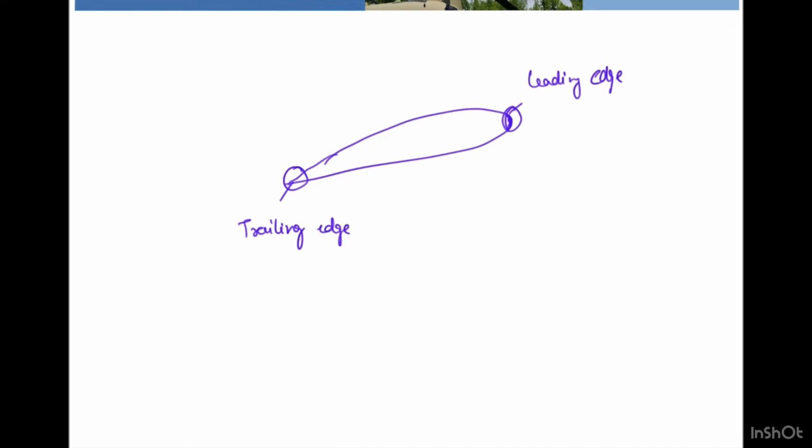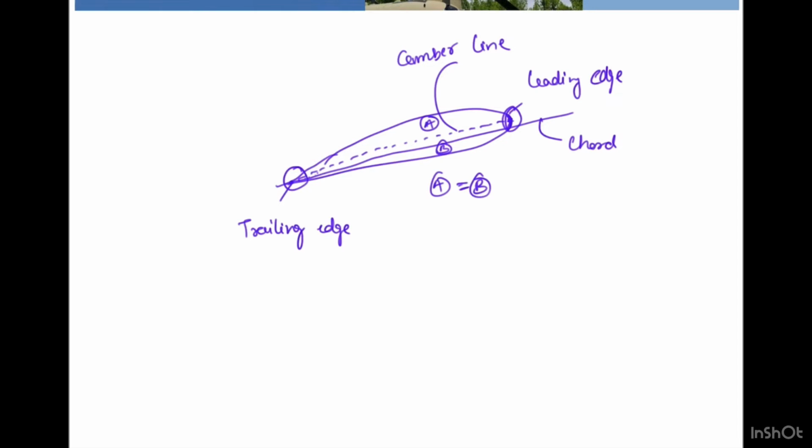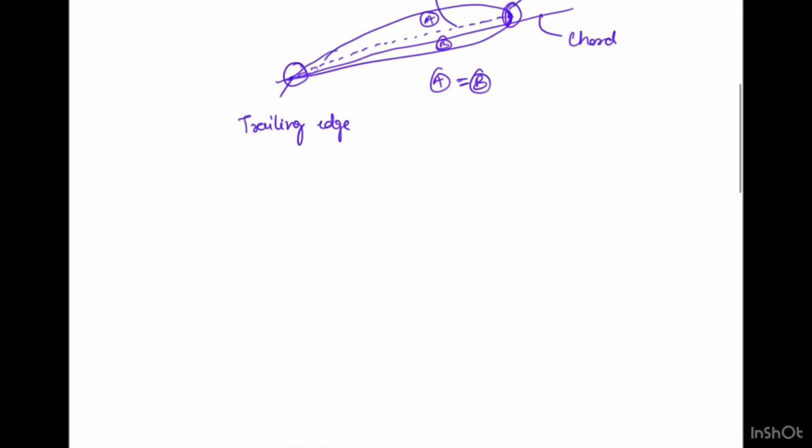A straight line which is joining the trailing edge and the leading edge is known as the chord. And an imaginary line which divides the complete aerofoil structure into two equal parts, A and B, such that A is equal to B, is known as the camber, and this line is known as the camber line. So a little more over it.